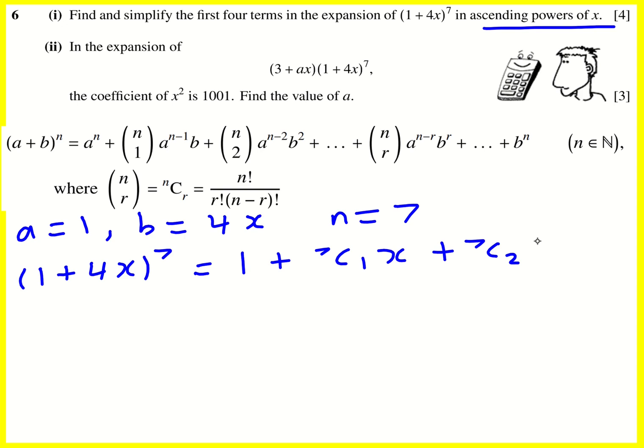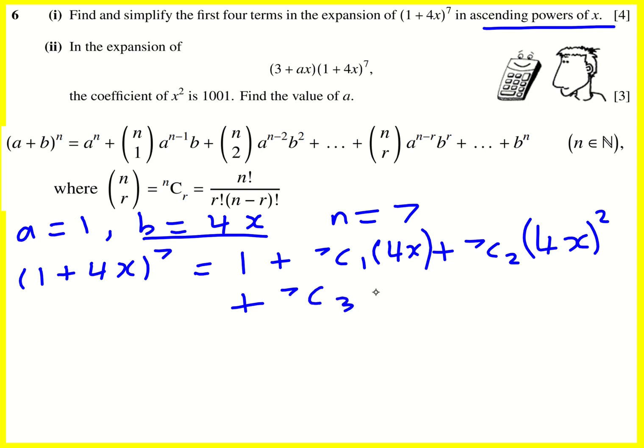So I just realized I've made a mistake actually, which you might have spotted. It should be 4x here. Very easy to miss that. Okay, careful. And then finally it's going to become 7c3 4x cubed.